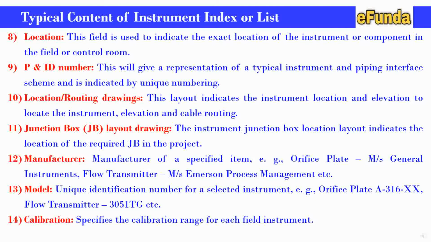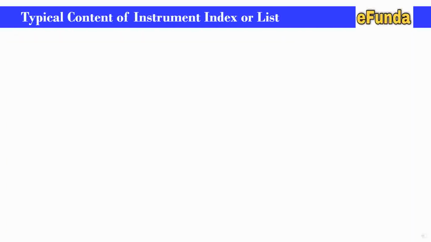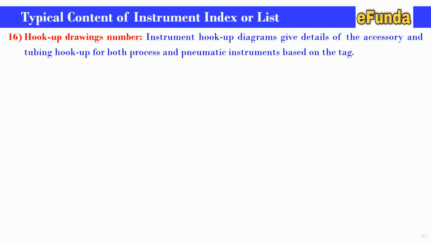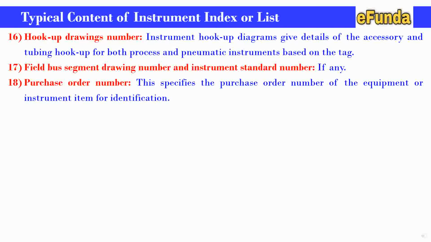Process datasheet number identifies the process condition by a unique document number. Hookup drawing number, the instrument hookup diagram gives details of the accessories and tubing hookup for both process and pneumatic instruments based on the tag number. Fieldbus segment drawing number and instrument standard number, if any. Purchase order number, this specifies the purchase order number of the equipment or instrument item for identification.